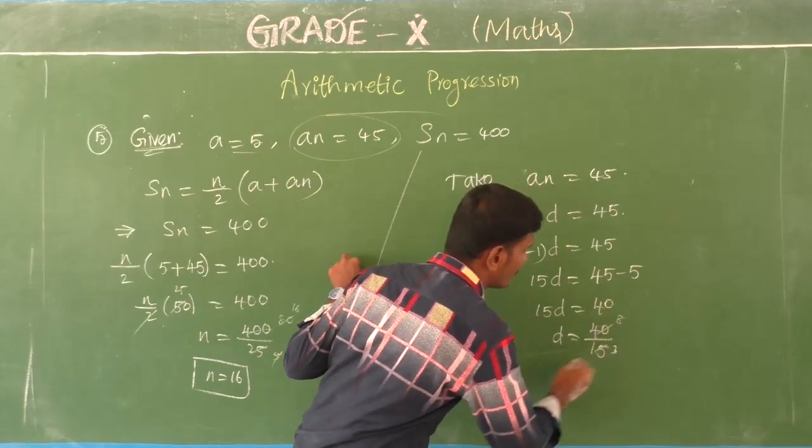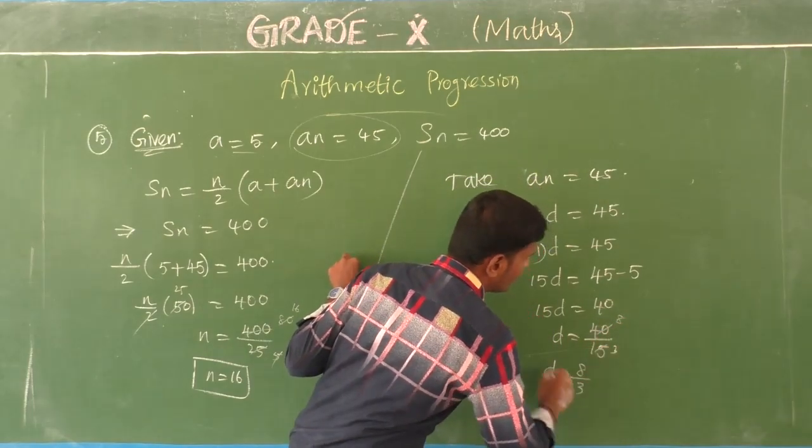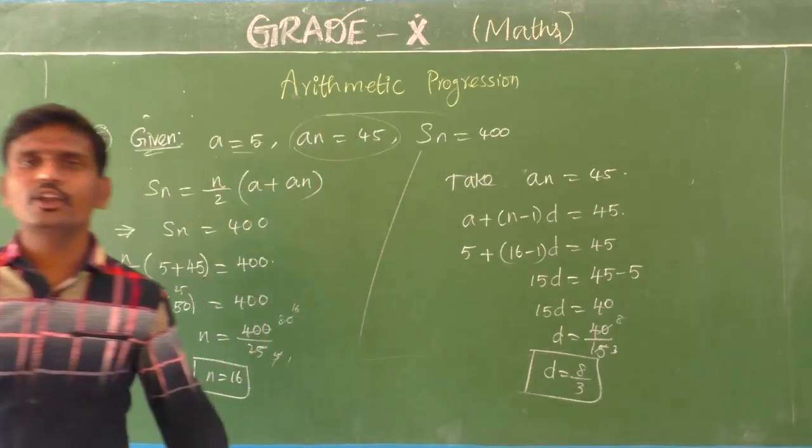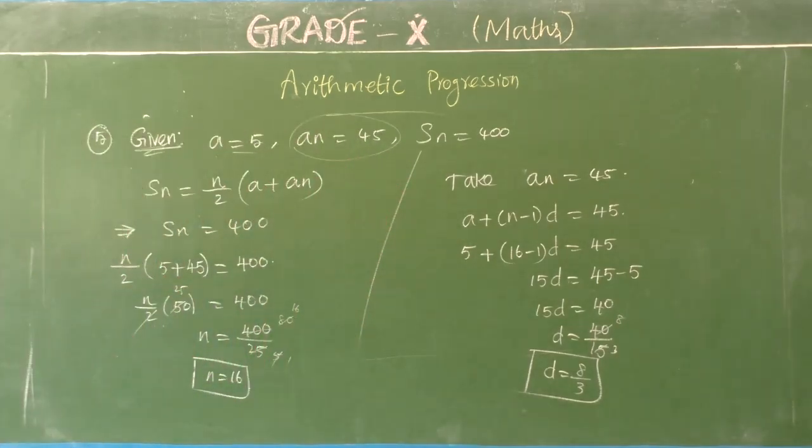Now simplify using the table of 5. 8 5s are 40, 3 5s are 15. So the value of D is 8 by 3. The value of D is 8 by 3. Have you got it, children?